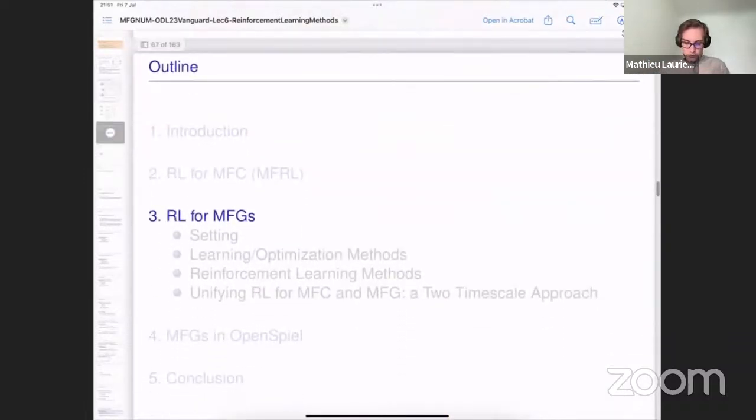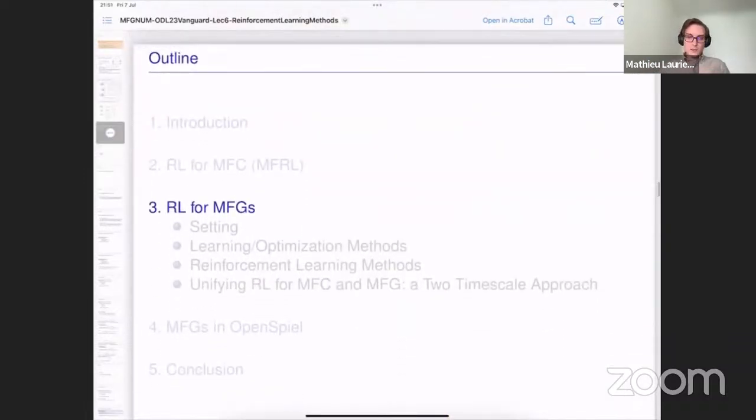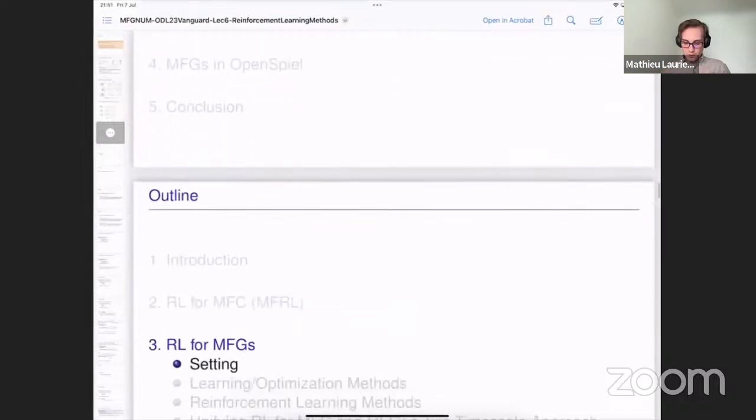So let me move on to mean field games. The setting, in fact, we have already discussed almost everything. So now it's more about recombining ingredients we have already discussed. As I said, there will be a meta level and then a lower level where we do reinforcement learning.